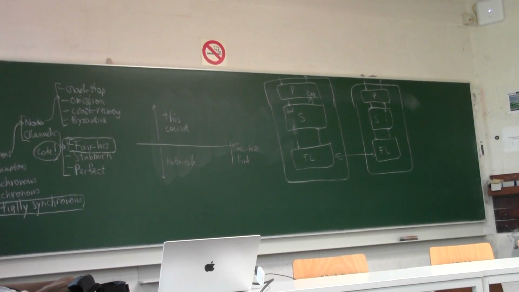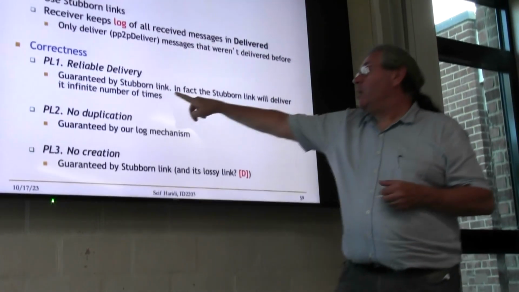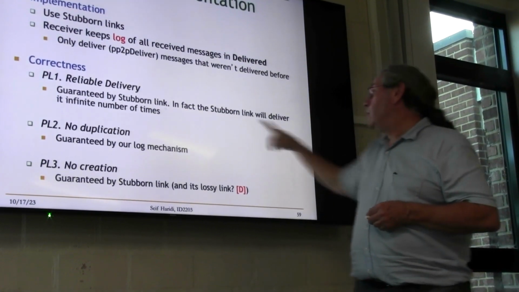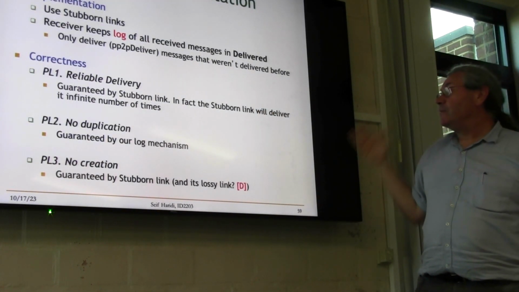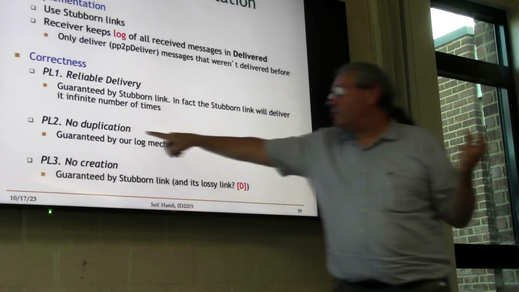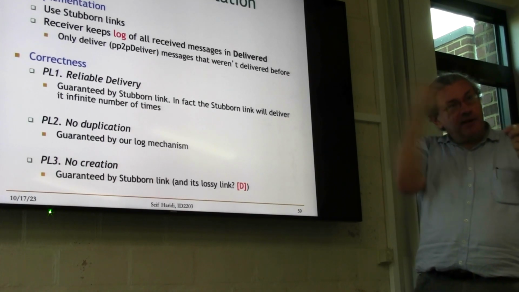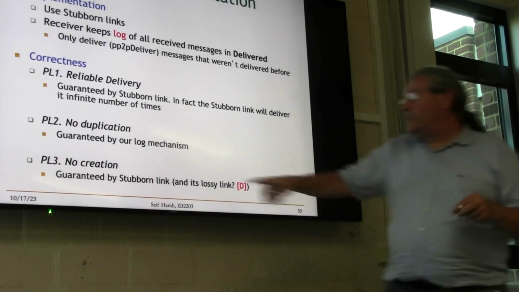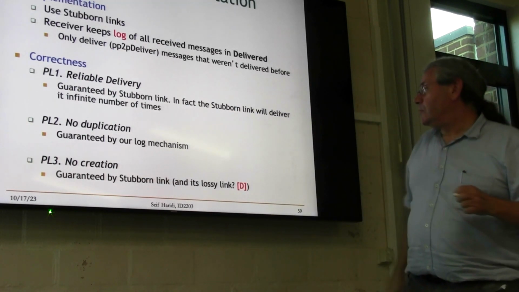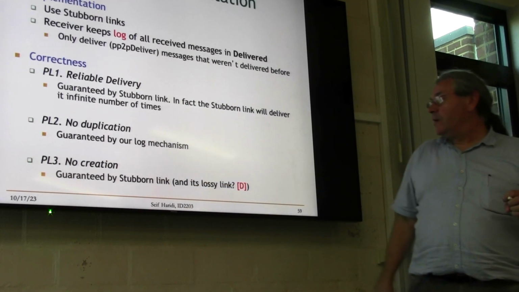And you can prove that it's correct. So it's reliable. That means it will be delivered at least once. Well, that's guaranteed by the stubborn link, of course, because the stubborn link will deliver it infinitely often. So infinite is clearly at least once. No duplication. The log will guarantee that. We only deliver a message if it was not delivered before. And no creation. This is guaranteed by the stubborn link.